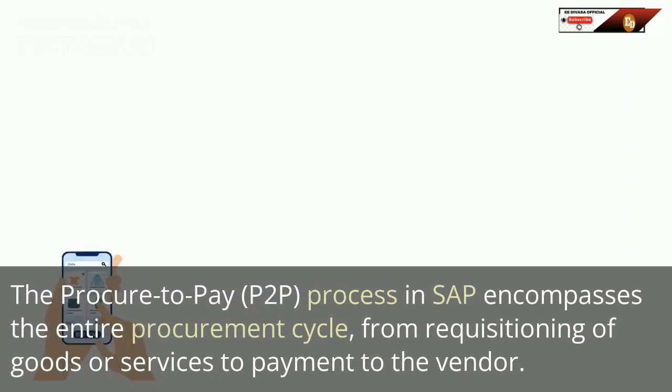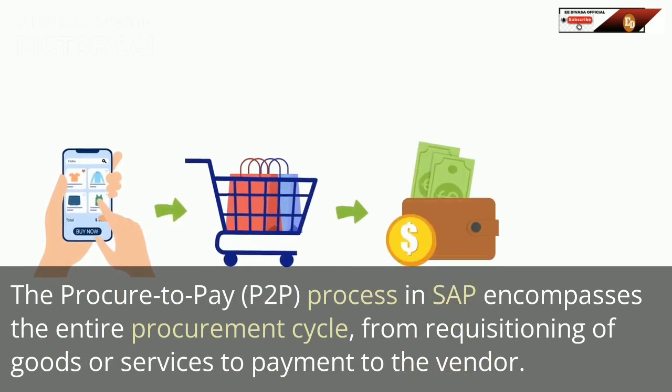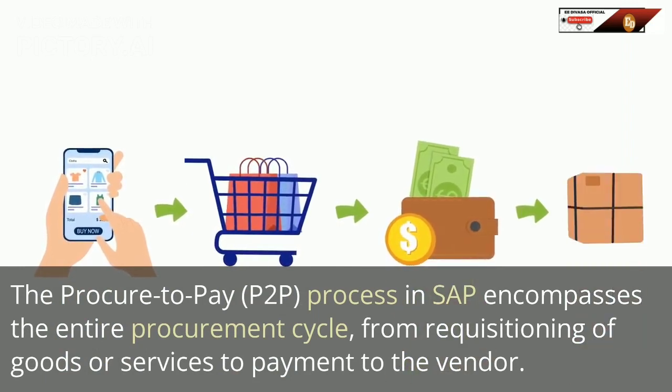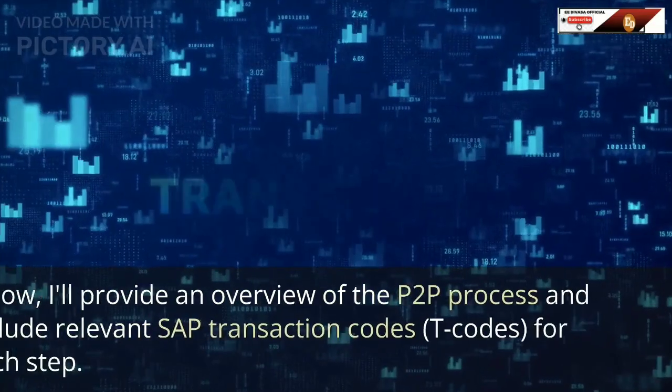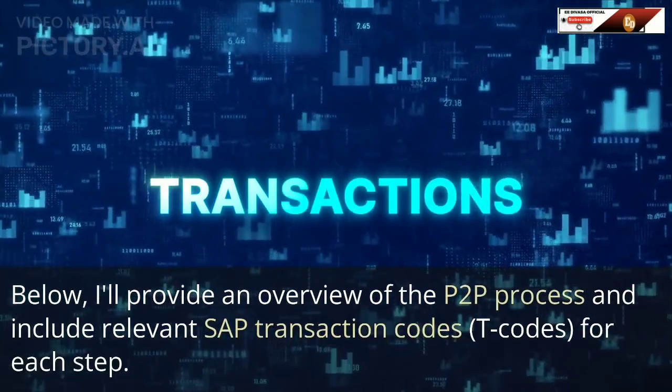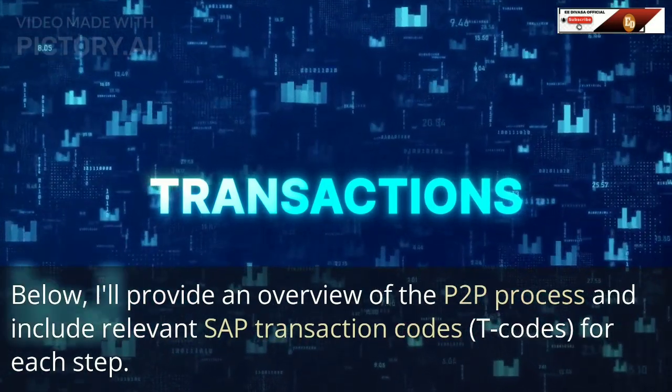The procure-to-pay (P2P) process in SAP encompasses the entire procurement cycle, from requisitioning of goods or services to payment to the vendor. Below, I'll provide an overview of the P2P process and include relevant SAP transaction codes, T-codes, for each step.